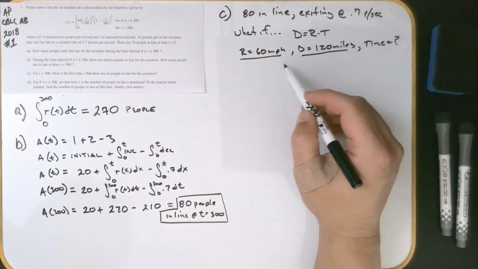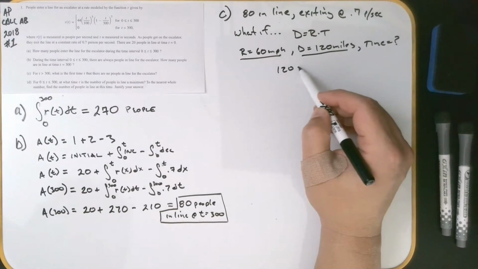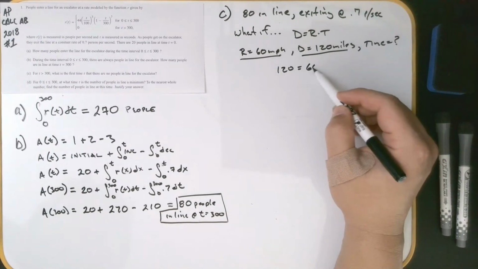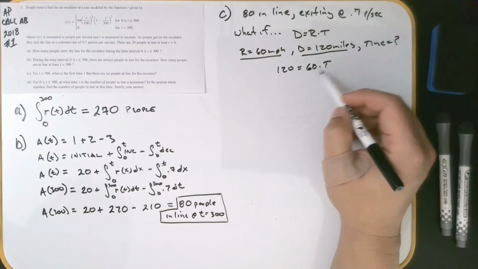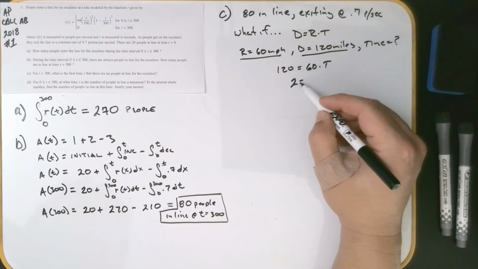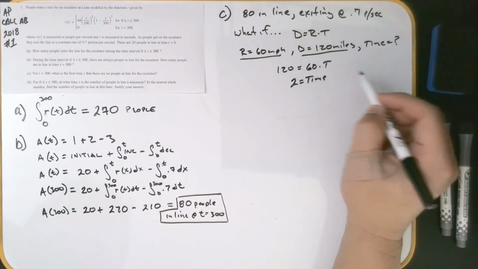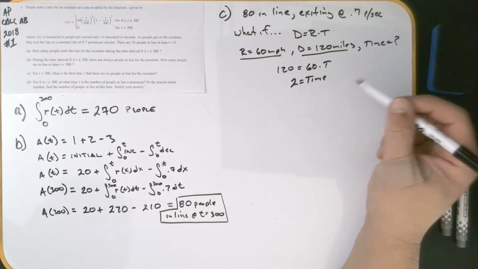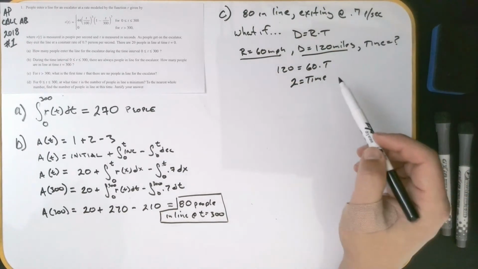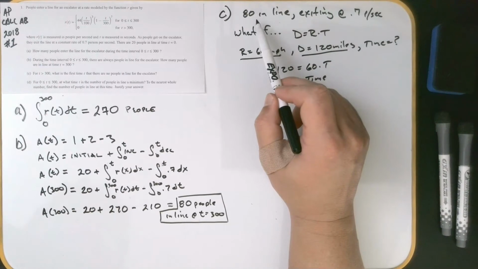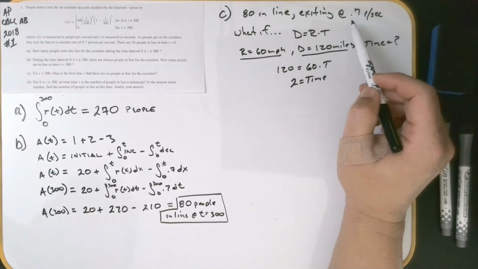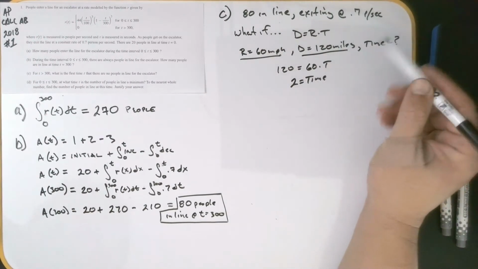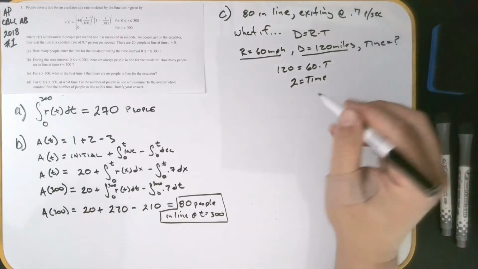So you would just say, well, I went 120 miles, I was going 60 miles per hour, and I'm going to solve for time. Divide both sides by 60, I get 2 is equal to my time, or 2 hours. Well, in the similar fashion, that's what you guys are given here. You're given how many people are in line, and you're given how fast they're getting out of line. We just wanted to see how long this is going to take.